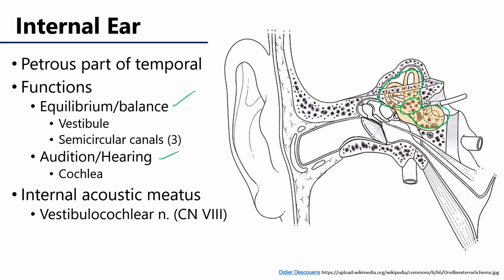There is an internal auditory meatus in the temporal bone through which both cranial nerve 7, the facial nerve, and cranial nerve 8, the vestibulocochlear nerve, travel, and it is cranial nerve 8, the vestibulocochlear nerve, which is going to serve the inner ear.